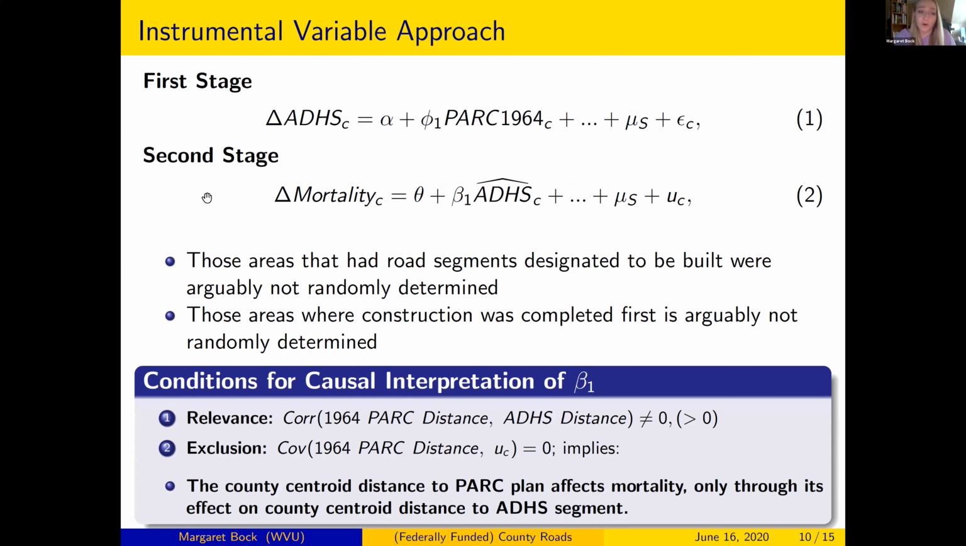Like I mentioned before, the reason I'm using this IV approach is that those areas that had road segments designated to be built were arguably not randomly determined. And those areas where construction was completed first is arguably not randomly determined either. So if I were to use a simple OLS model, I may not be estimating the true treatment effect of being close to an Appalachian Development Highway System segment.